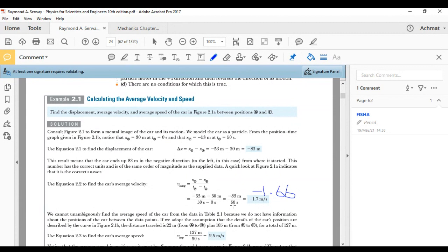For this division, we have 2 significant figures on top and 2 significant figures at the bottom. So my answer must be given to 2 significant figures, which means I must draw a line there, and this digit must be dropped. Now you can see this digit is more than 5, so that means this one becomes 7. And that's why we have minus 1.7 meters per second.